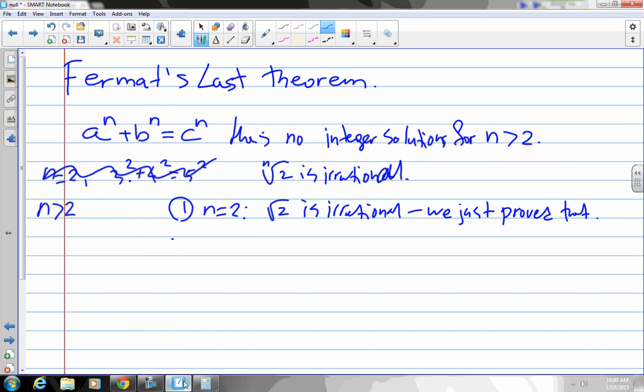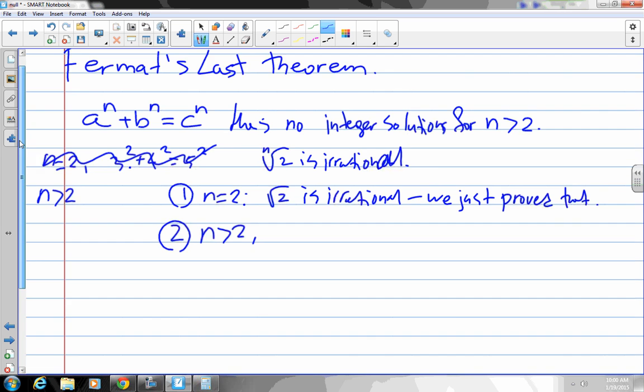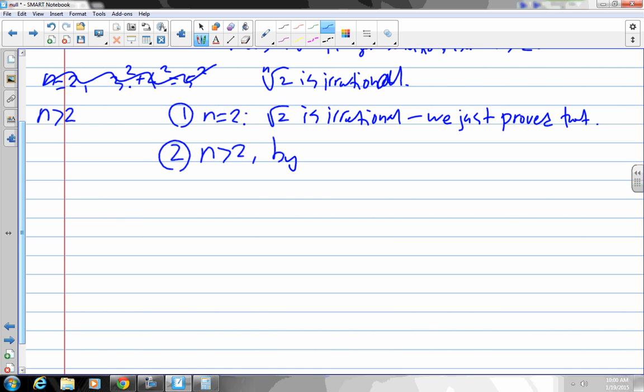Now for n greater than 2, because there are 2 cases, right? If I want to prove for all n, I can say, well, 2, and then everything greater than 2. For n equals 1, doesn't make sense, right? So by contradiction, don't write this down, I'm going to show you really fast. So by contradiction, let the nth root of 2 be rational, right?